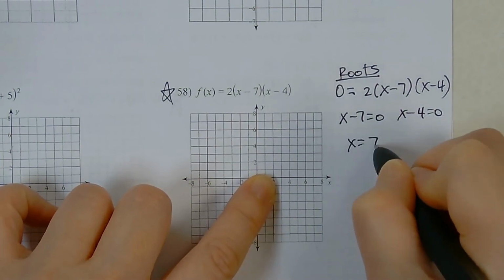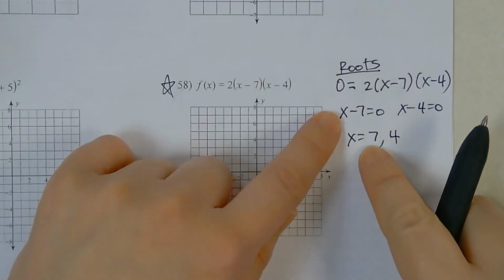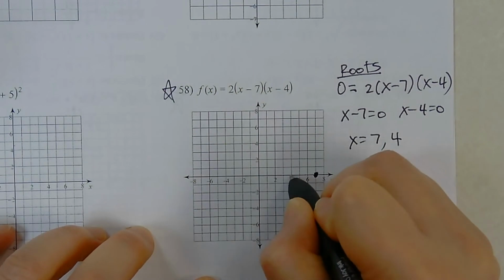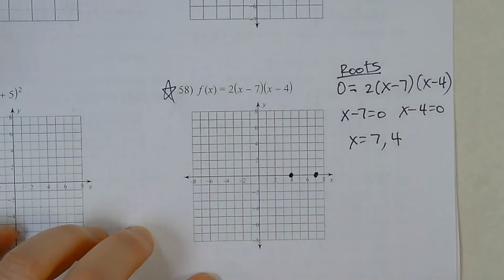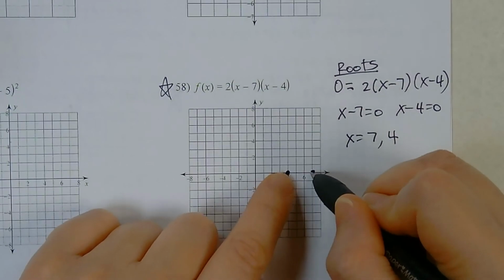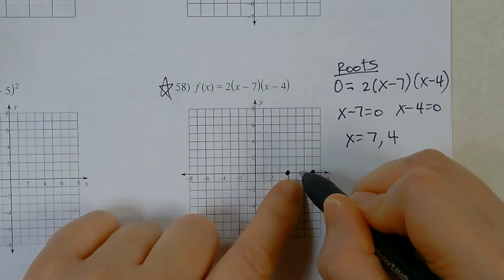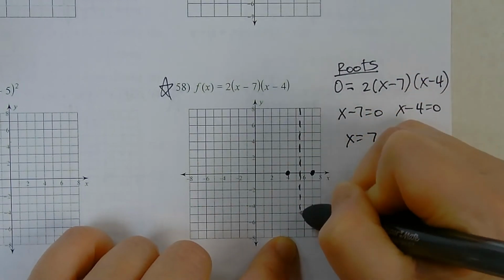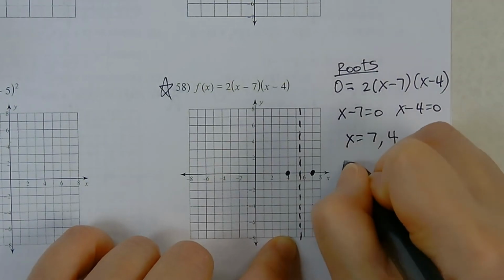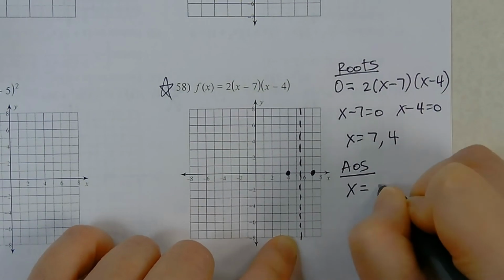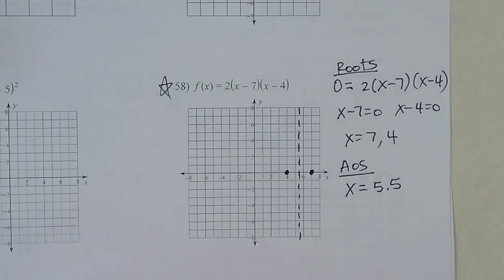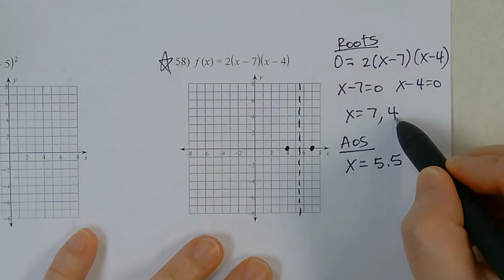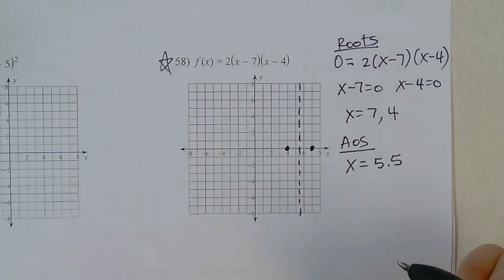So my x is equal to 7 and positive 4, right? Because 7 minus 7 is 0, and 4 minus 4 is 0. So here's 7, and here's 4. Where's my AOS? Remember, it's halfway in between, so this distance is 3, so it's going to be right here at 5.5. Okay, so I can visually just do that. So my AOS is x equals 5.5, because that's halfway in between 4 and 7, right? Remember, it was just getting the average, so 7 plus 4, divide that by 2. That would give us that too, all right?